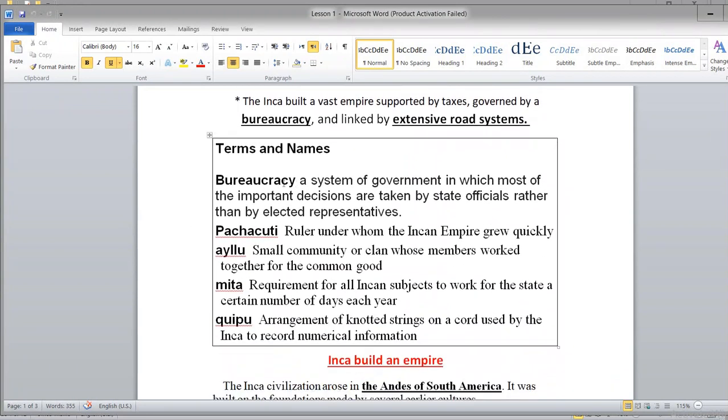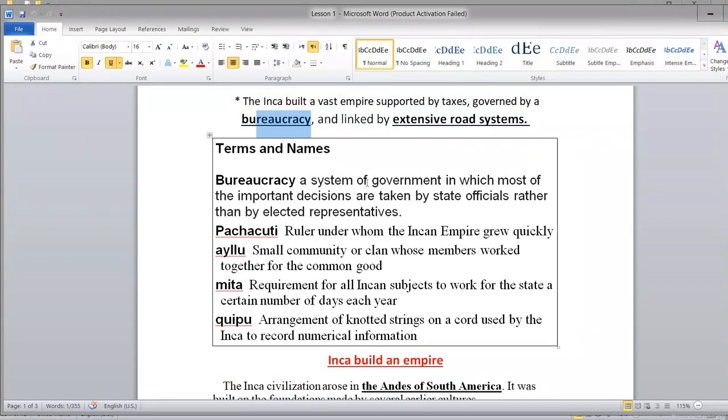Bureaucracy. What does bureaucracy mean? As you see, the system in the Inca Empire was built upon bureaucracy. What is the meaning of bureaucracy, Ms. Ola? What does this word mean? This is very important for you to know.